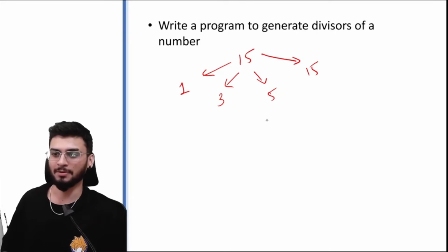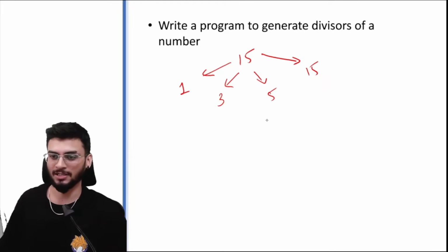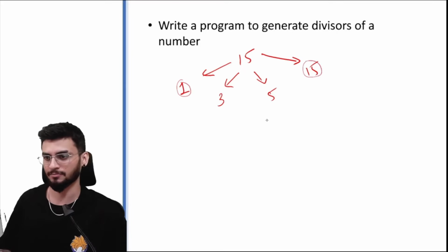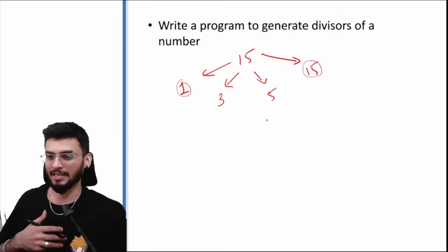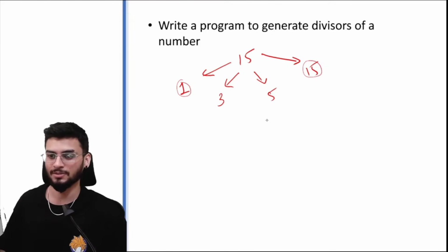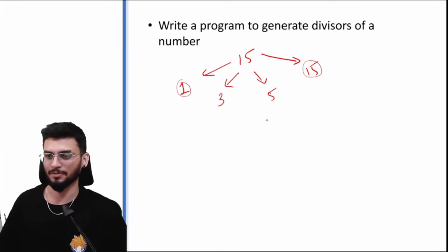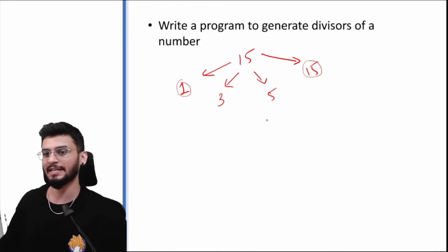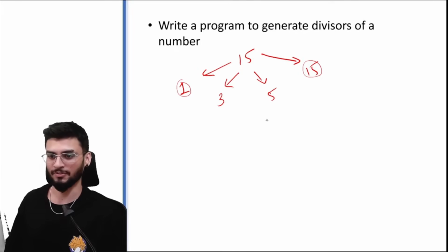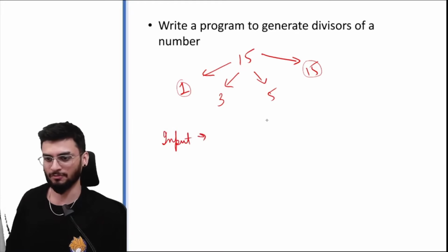But for a prime number, there are only two divisors, which are 1 and the number itself. If a number has any other divisors apart from these two, then it's said to be a composite number. So for this program, we'll be generating divisors of any number. Let's take an example of 15. So the input from the user will be n. Let's take the example of 15.